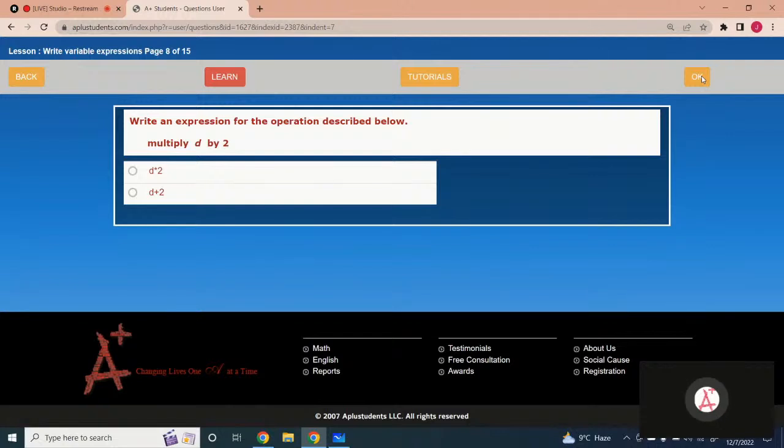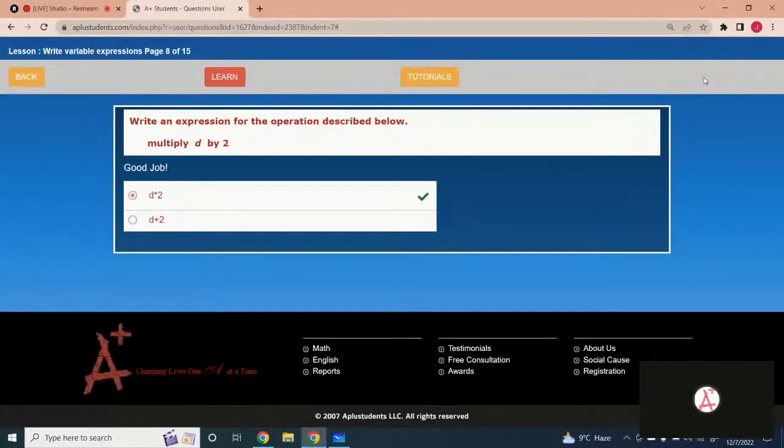Okay, write an expression for the operation described below. Multiply D by 2. So which option is the correct one? First one or the second one? The first option is the correct one. Got it? D multiplied by 2. That is the correct option. Just select the correct option and click on the OK button.